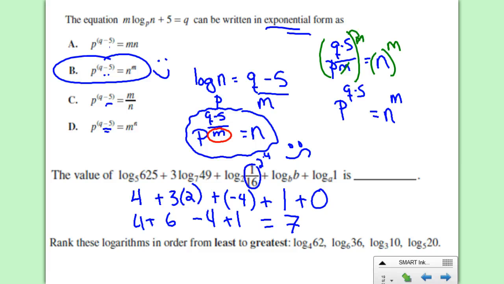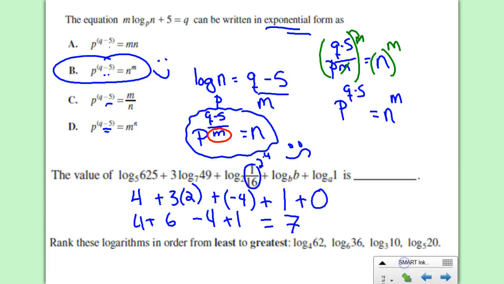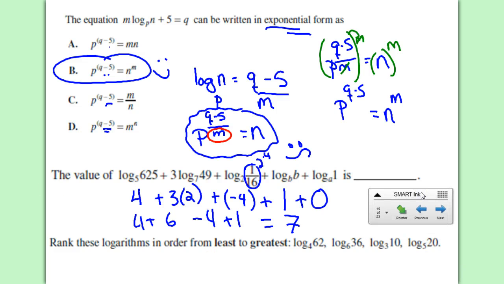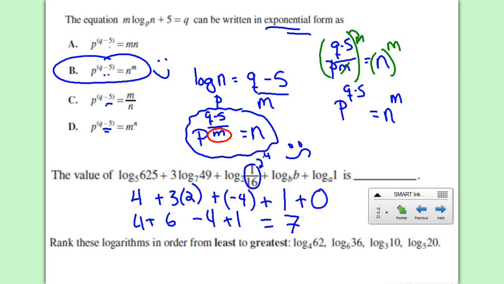And lastly, we were supposed to rank these logarithms. Well, we could use the change of base in our calculator, but instead we're going to use some common sense. If I use benchmarks, this is going to be not quite 3. 4 to the 3 would be 64. So this is going to be somewhere around 2.8.